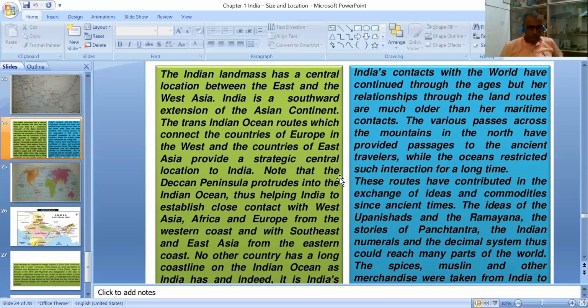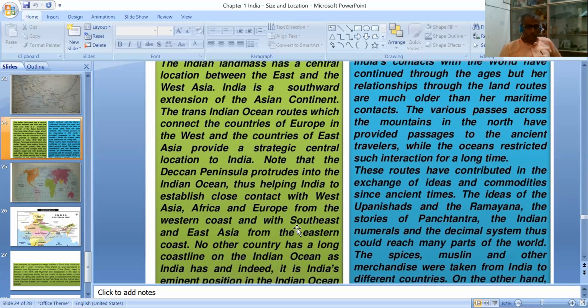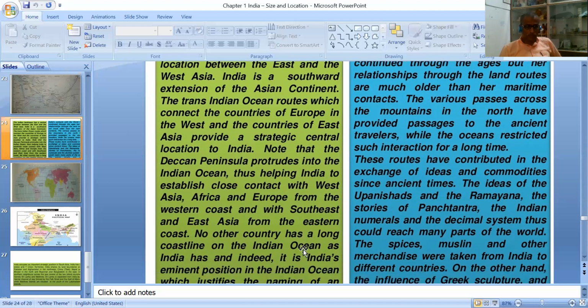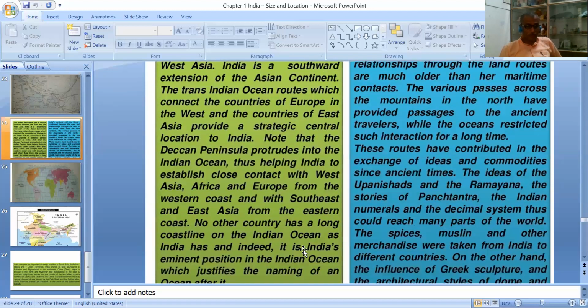So this helps India to establish contact with West Asia, Africa, Europe, the Western coastal states, southeastern states, East Asia, Eastern. This is one of the very important locations. And this ocean's name also, you see, is called the Indian Ocean, an expansion, because of such significance it holds for the people to reach out to India.